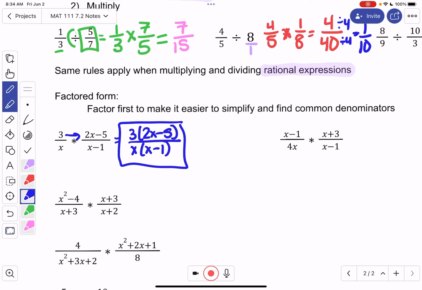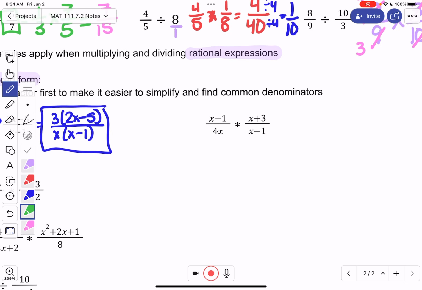This is in what we call factored form. So if you factor everything down to the smallest you can get it, A, it's a lot easier to simplify, and B, that's the best way to have the answers. So it's a win-win. Let's try this one.